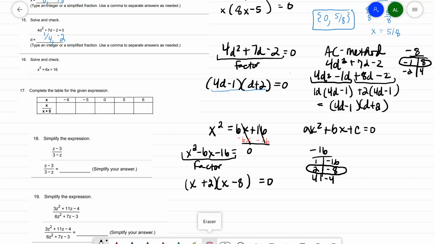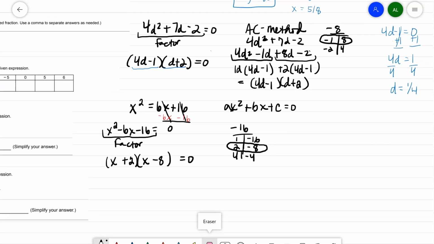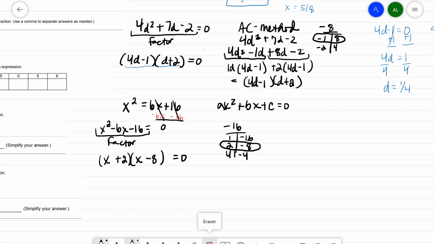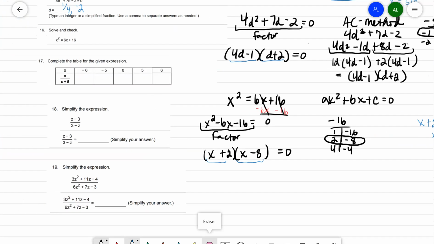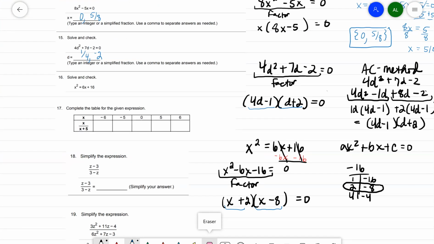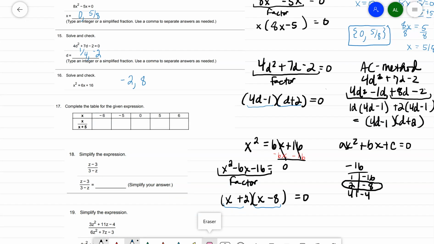Now that everything's factored in our equation, we can start to use the zero product property, which means taking each factor, the x plus 2, creating an equation equal to 0, and the x minus 8. The answer for the first equation is negative 2, and the second equation is a positive 8. So negative 2, 8 is our solution set. So we would simply write our answer as negative 2, 8 in MyLab.